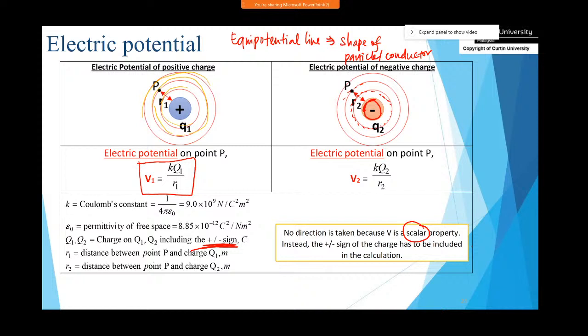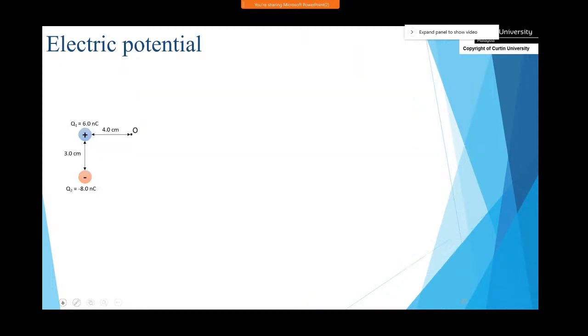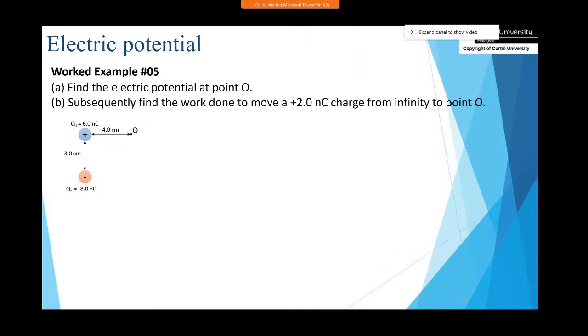Okay, so whether it is for positive or negative, the calculation is the same. It's just that you take note of your charge sign. So let's solve this question. Work example 5 together. Find the electric potential at point O.